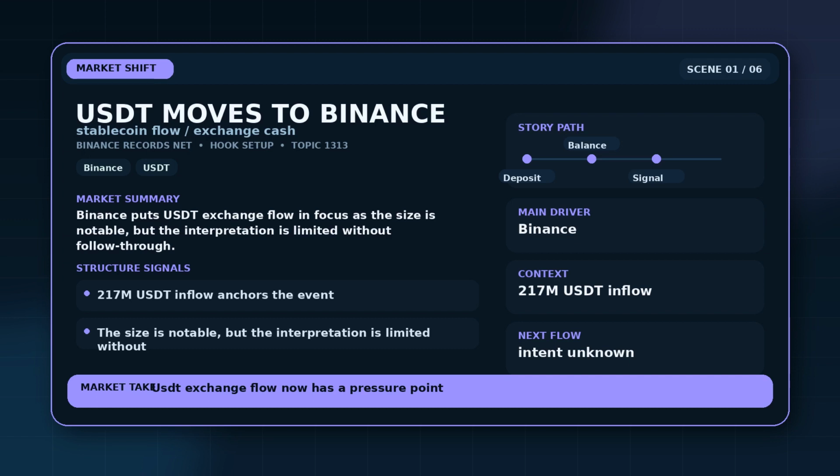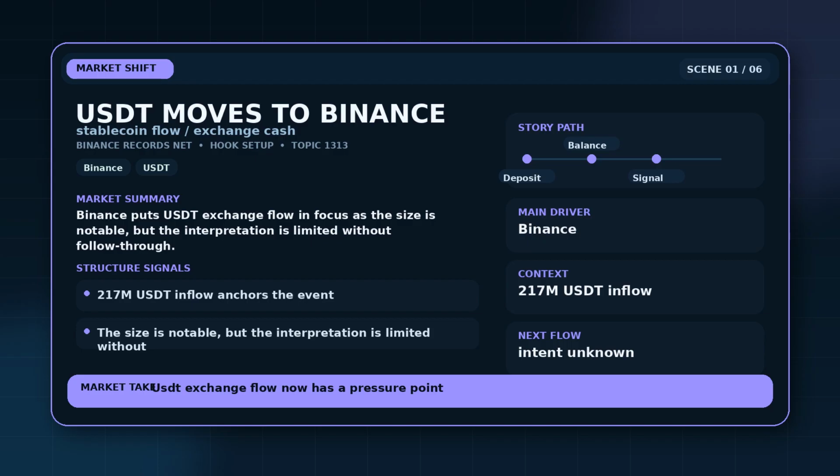Binance recorded a 217 million USDT net inflow over 24 hours, meaning more Tether entered the exchange than left it. The Binance Records Net angle matters because the size is notable, but the interpretation is limited without follow-through. The tension is whether USDT exchange flow turns into a durable change or simply a sharp data point.